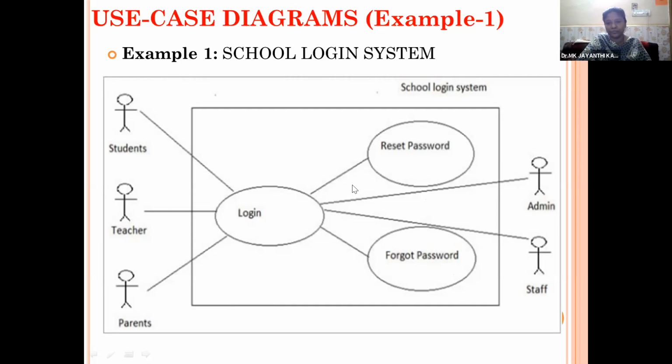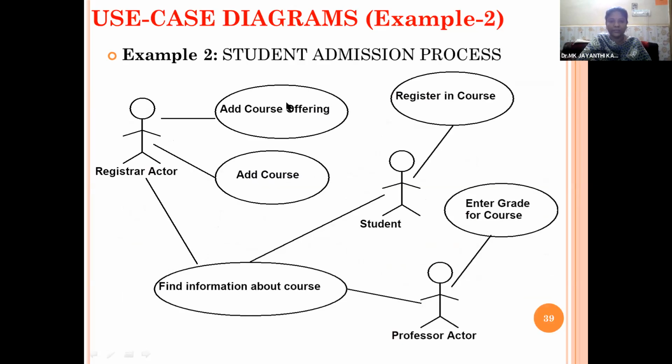The same way, the student admission process. In the admission process, we need the school registrar to give the admission, and we have the student and the professor. So they are the users, and the various functions or use cases are add course offering, add courses, find information about the course, register in a course, and enter grade for course. So these are the various methods or functions.